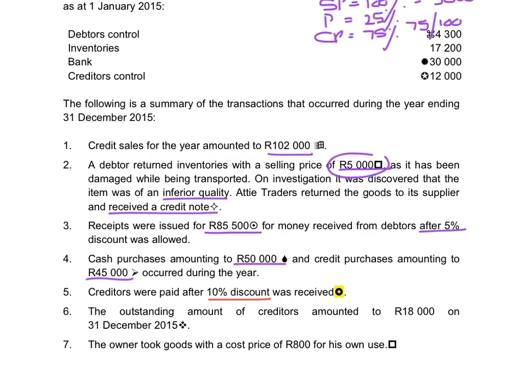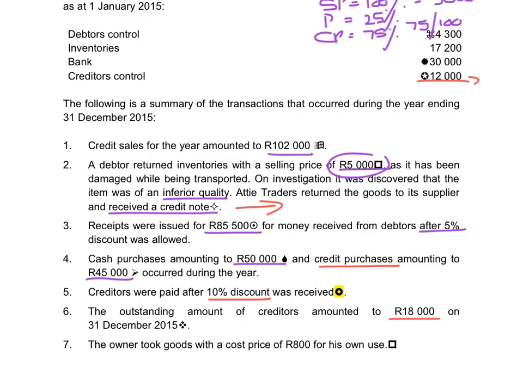First of all, they gave the balance of the creditors at the beginning of the year as 12,000 Rand. Then we returned goods to the creditors when we received the goods back from the debtor, so we have to record that. And there were credit purchases of 45,000 Rand. The outstanding amount of creditors at the end of the year is 18,000. We will have to work out by balancing what is the total amount that was paid and discount that was received from creditors in your creditors control account.